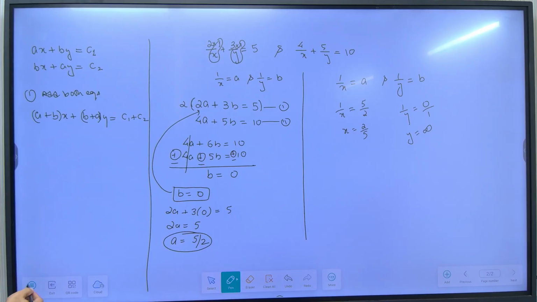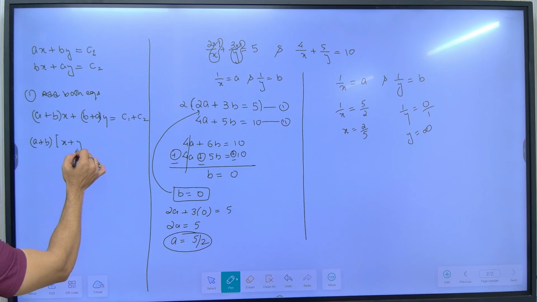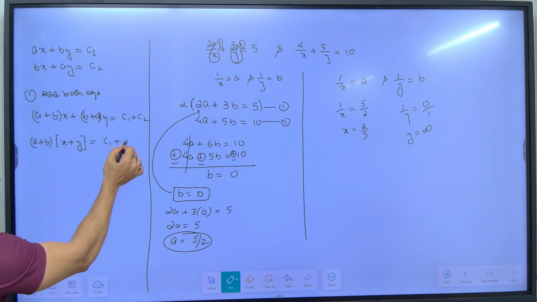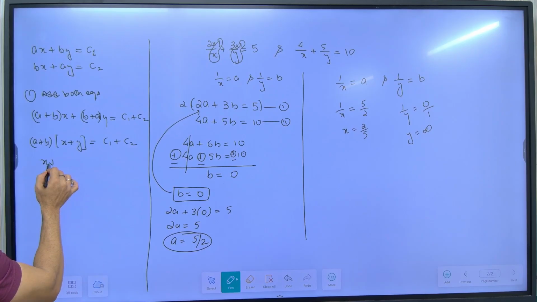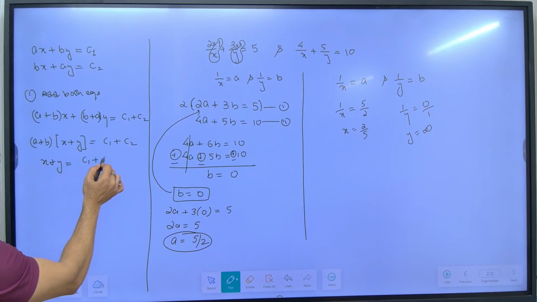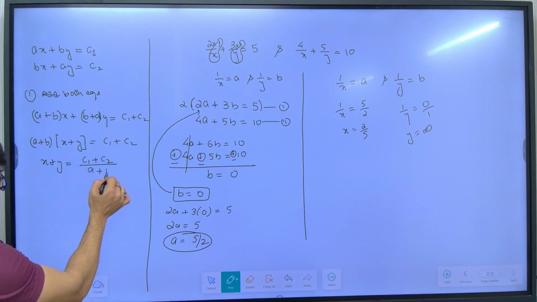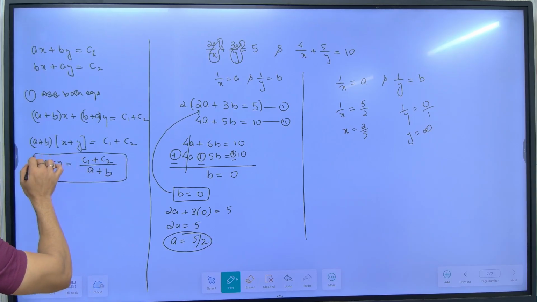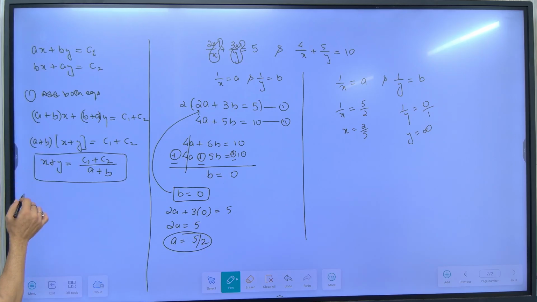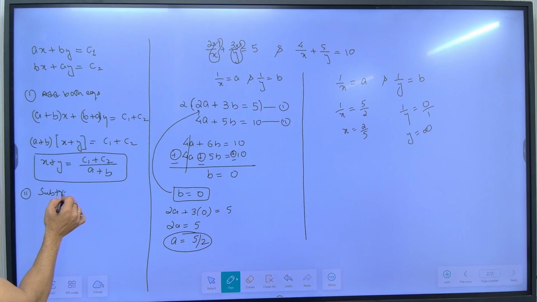And you see, you can take A plus B common, right? If you take A plus B common, in bracket what we will have is x plus y is equal to C1 plus C2. And what is x plus y? C1 plus C2 divided by A plus B, right? You get a smaller equation in the form of x plus y, right?